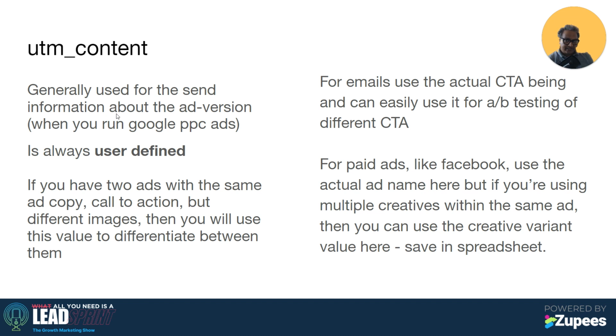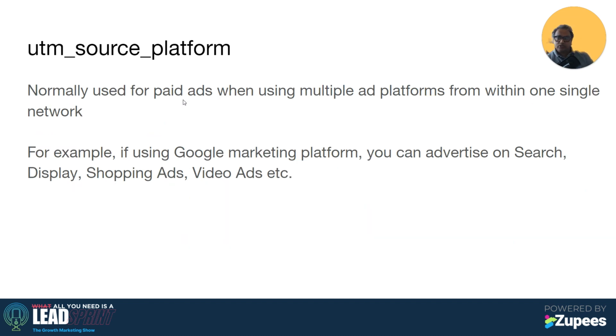So Google will once again include this itself, but in the email side, you can use the actual text or the actual CTA that is being used. For Facebook, use the actual ad name here. So you know which ad resulted in that click or the conversion. Source underscore platform, we already discussed. If you use Google Marketing Platform, you can advertise on search, display, shopping, video ads, etc. So you'll include it that way.